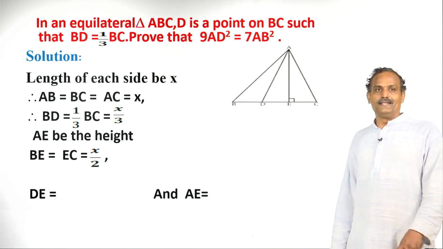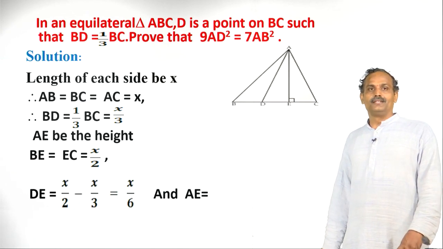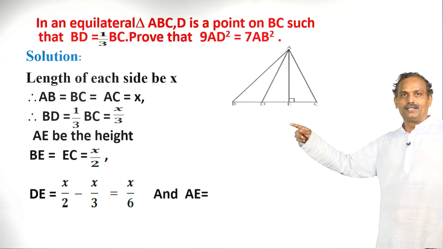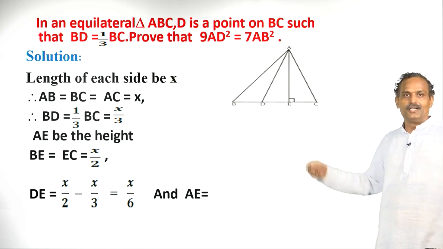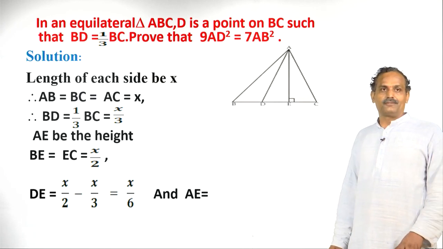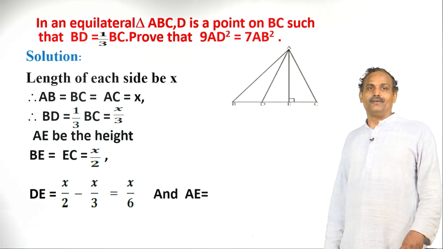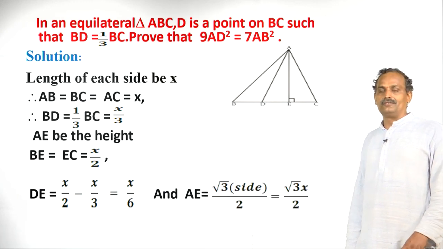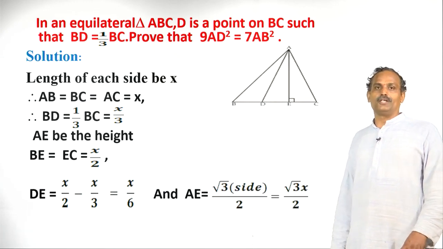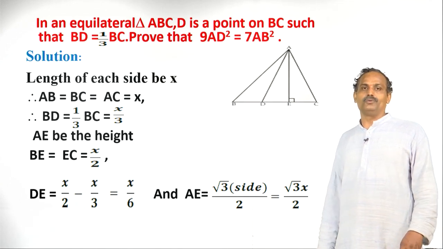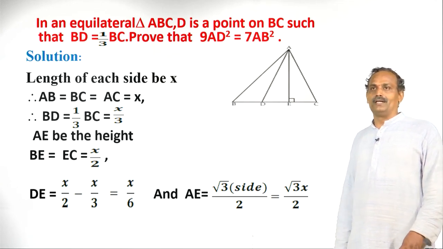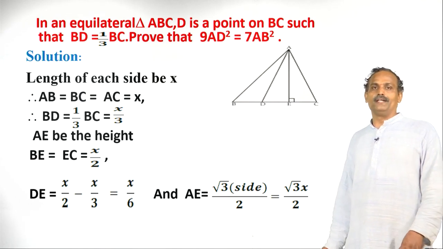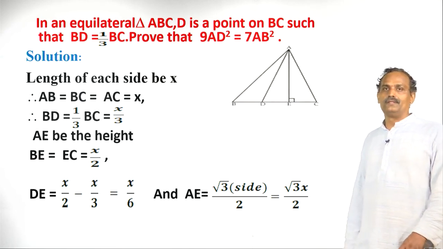Now, let us find DE. We can easily see that DE is nothing but BE minus BD. That is x by 2 minus x by 3, which is x by 6. Therefore, AE, as we already know, is root 3 times the side by 2. So, the height is root 3 times side by 2. So, it is root 3 x by 2.